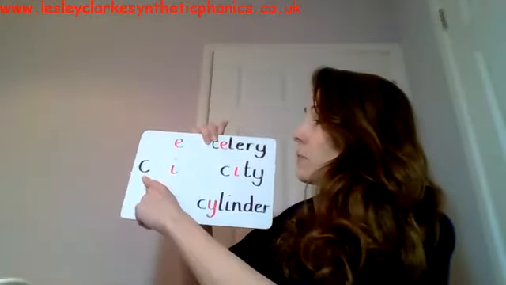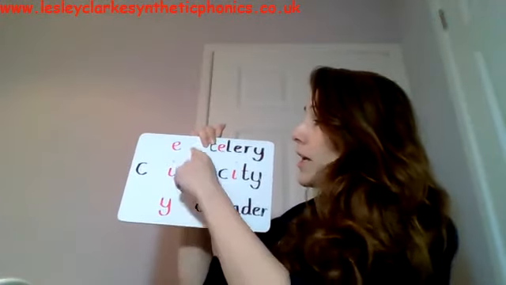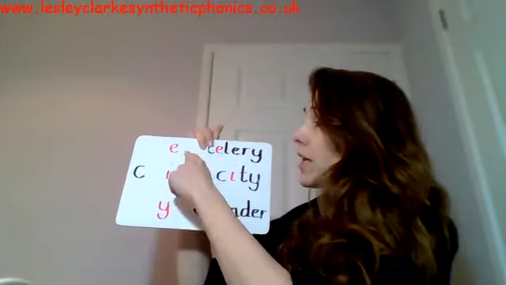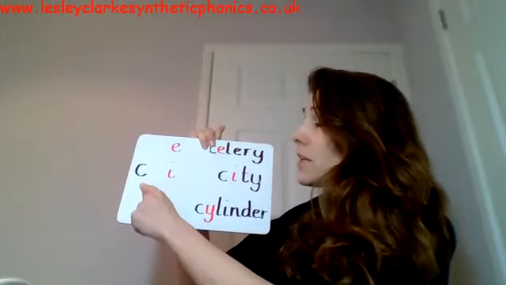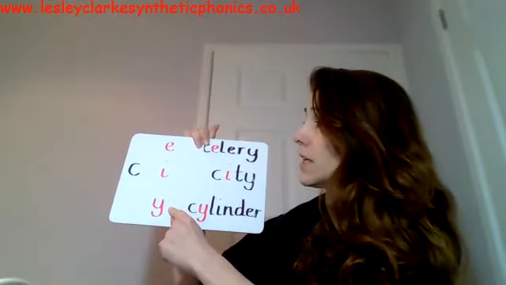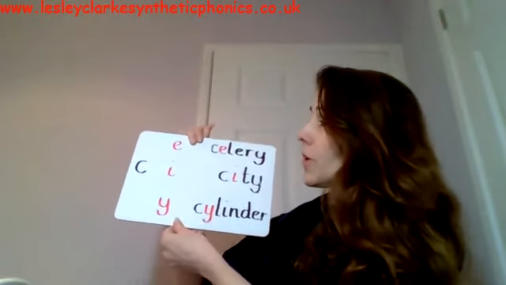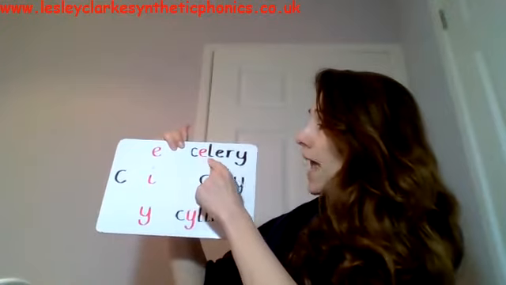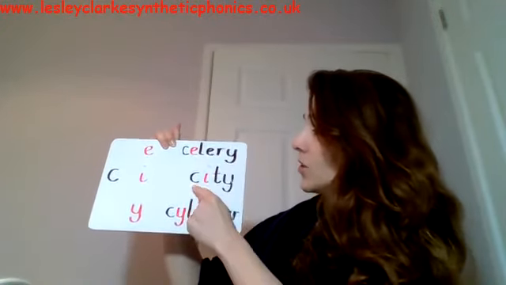C says S before E-I-Y, E-I-Y, E-I-Y. C says S before E-I-Y, C says S. So we have S-E-L, sell, E, celery. S-it-e, city. S-it-l, sil, it-n, in, d, cylinder.